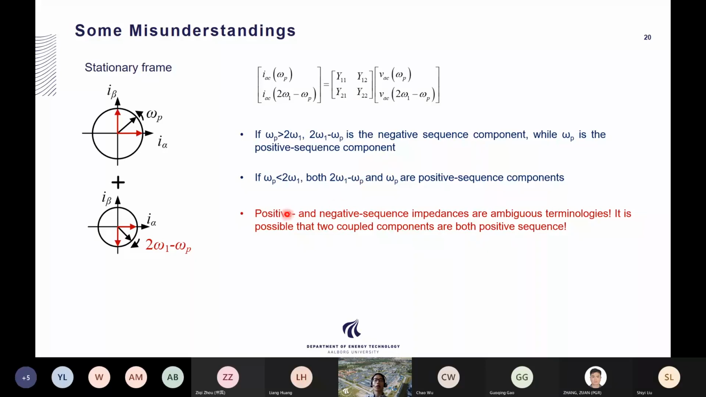So that is to say, this commonly used positive and negative sequence impedance is not that rigorous and will cause many more misunderstandings and even lead to inaccurate stability analysis. Because if you always treat one component as a negative sequence component, you may somehow ignore these conditions. But this condition should always be considered in the stability analysis. So I would prefer to use the terminology of stationary frame or phase domain impedance instead of positive and negative sequence impedance.